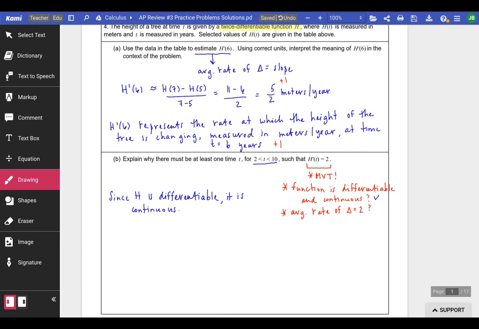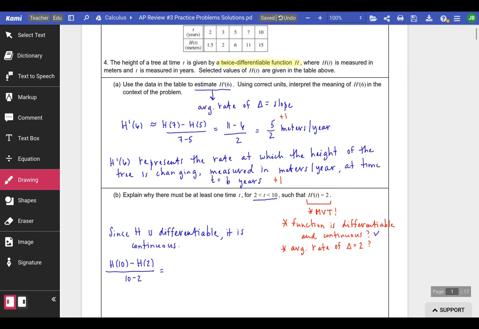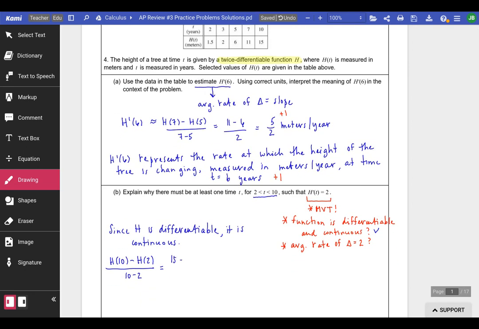Normally we'll just start with the interval that's given here. So I'm going to check this average rate of change, h of 10 minus h of 2 over 10 minus 2. And we'll use our table here. So h of 10 is 15, h of 2 is 1.5, and then this is over 8. So it looks like I get 13.5 over 8, which actually is not great. I was hoping it was going to be equal to 2. So let's see what's happening here. That doesn't mean that I failed on the MVT. That just means I might have to look over a different interval.